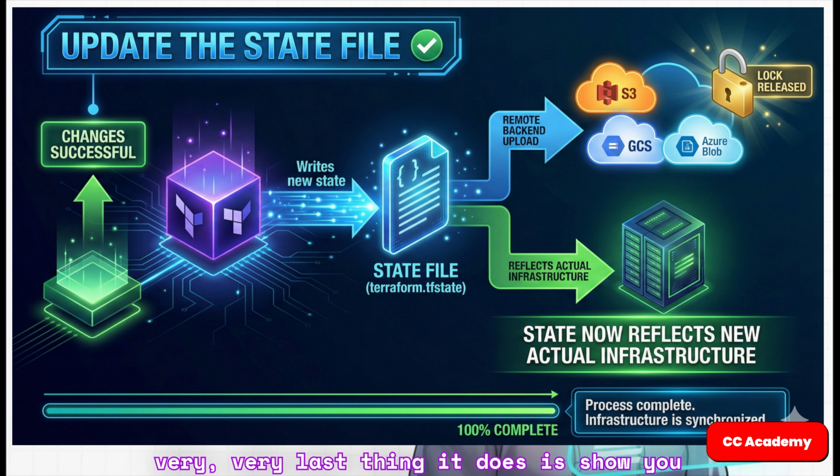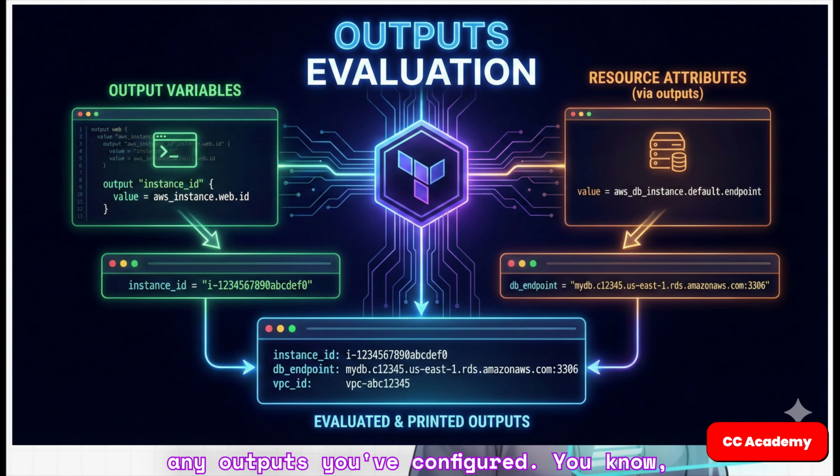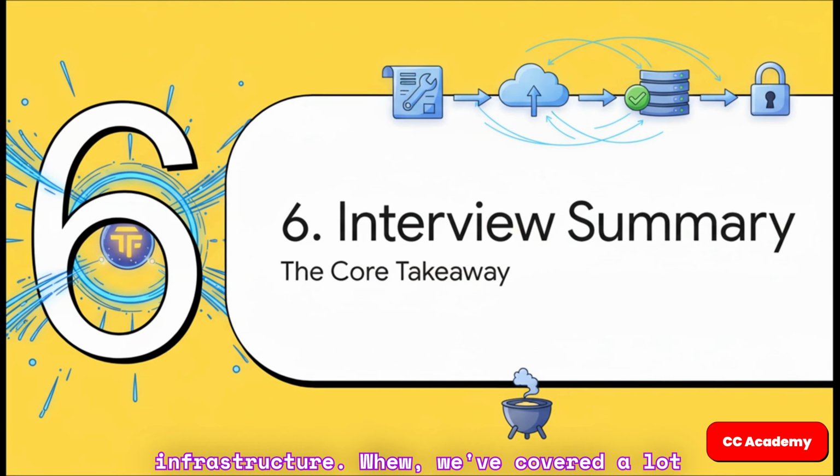And the very last thing it does is show you any outputs you've configured. Things like the public IP address of a new server or the ARN of a new S3 bucket. It gives you immediate access to the most important info from your new infrastructure. Whew! We've covered a lot of ground, so let's boil all of that down into a single, crystal-clear summary that captures the entire lifecycle from start to finish.